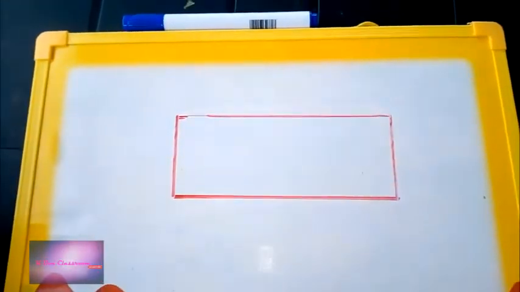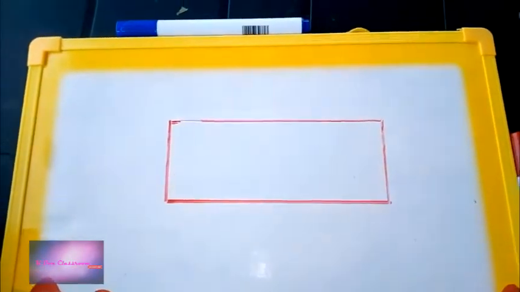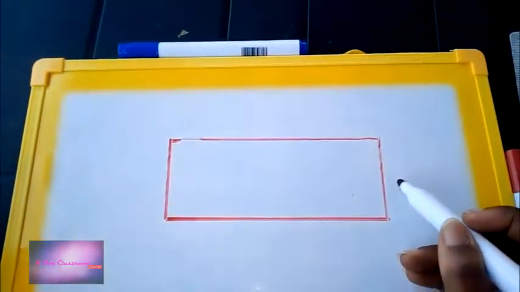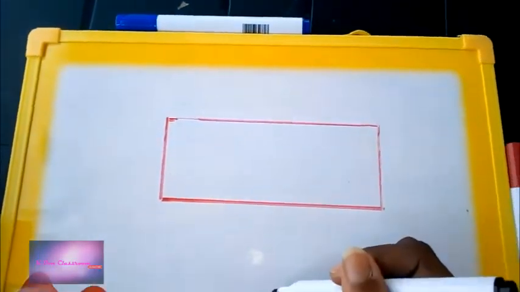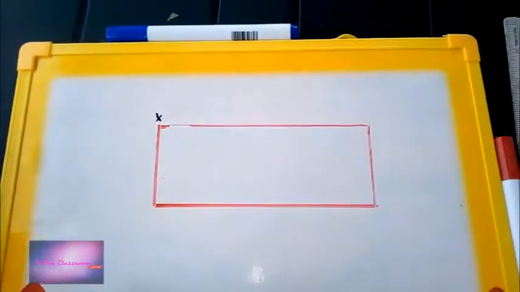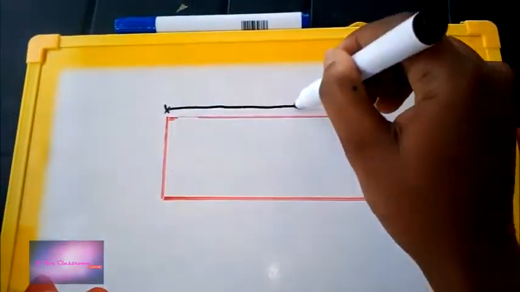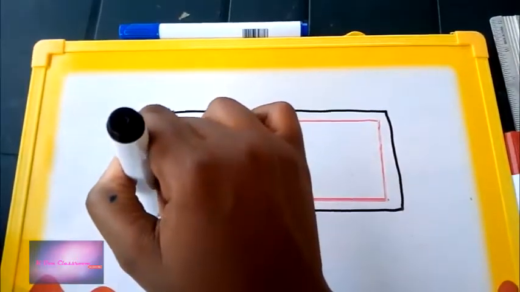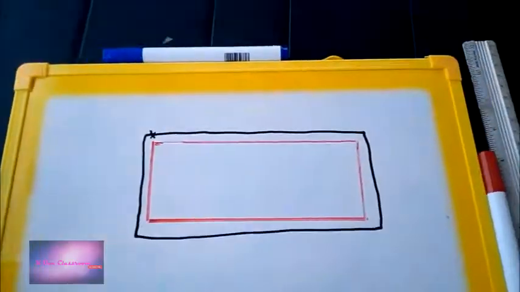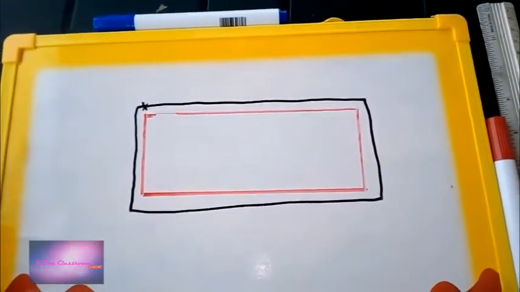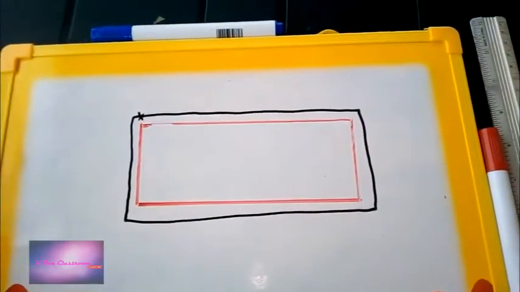So here we have a rectangle, and remember we said that the properties of a rectangle is that it has two long sides and two short sides. Now to find the perimeter of this rectangle, I would start from any point, but I'm choosing this point. I would travel in this direction, then come to this side, then this direction, and then back to the point that I started. Now when I've done that, I have the perimeter. Good? So that is what the perimeter is.